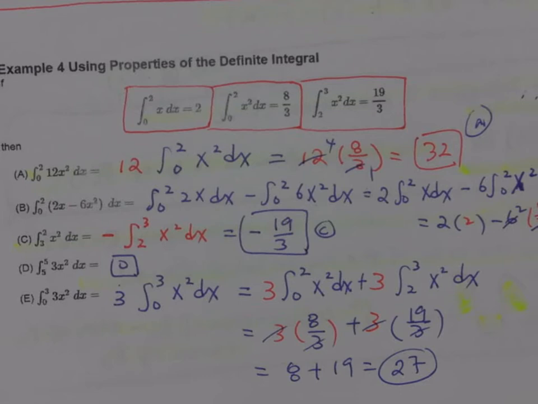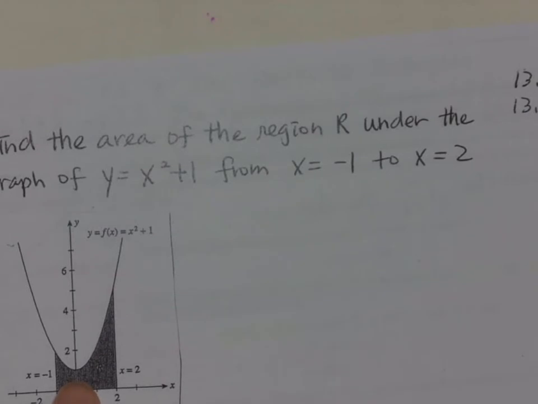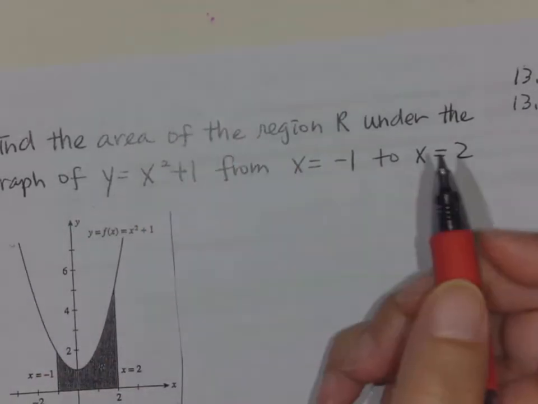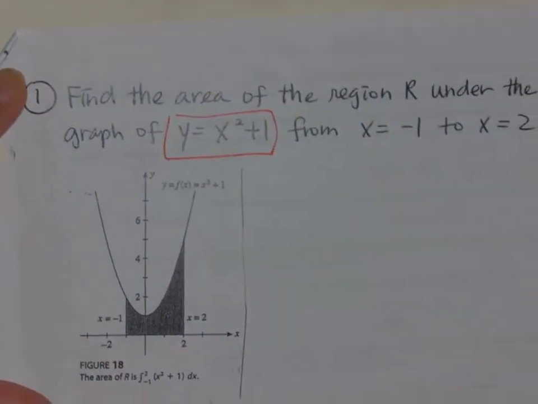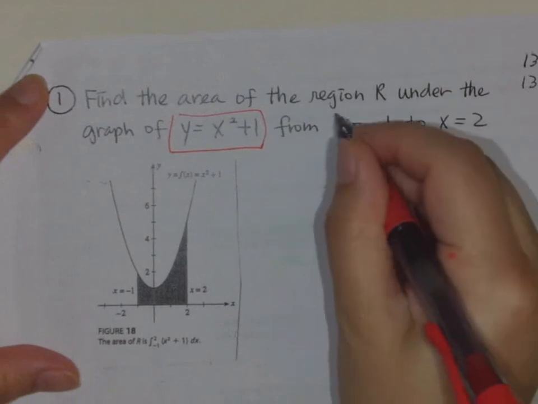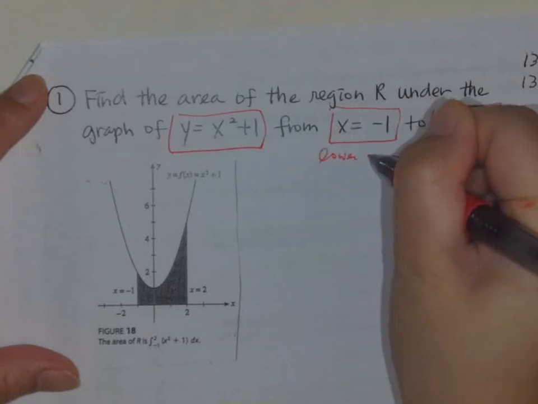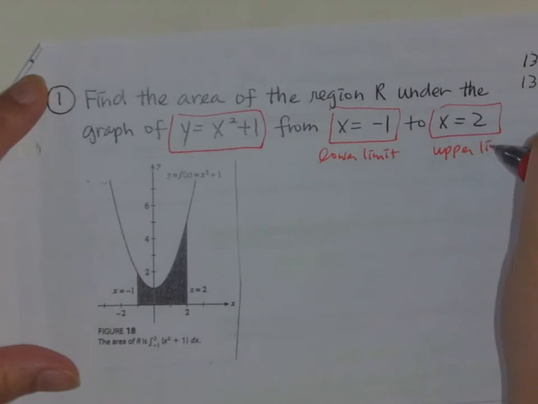Alright, so they're not super difficult, but you do need to know some of the properties and how that works. Let's do one more in this video, okay? So the next question wants you to find the area of the shaded region, which is under the curve y equals x squared plus 1. We want it from x equals -1, that's your lower limit, to x equals 2, your upper limit.